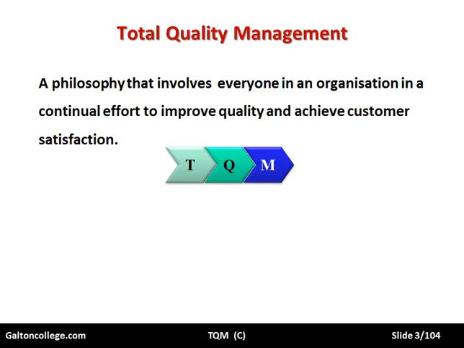For a start, total quality management is a philosophy that involves everyone in an organization in a continual effort to improve quality and achieve customer satisfaction. So that's what it is. It's trying to involve everybody in the organization and every part of the organization in a way that will continuously improve quality and also to achieve customer satisfaction. And of course, both of those are linked. And that will be to the advantage of the organization.